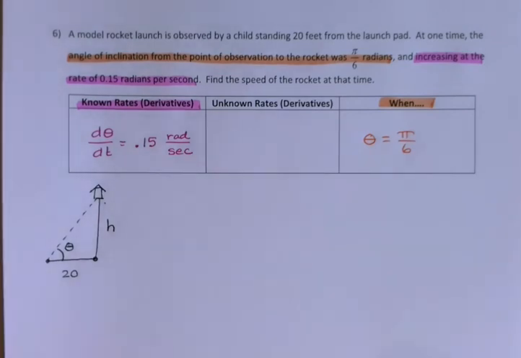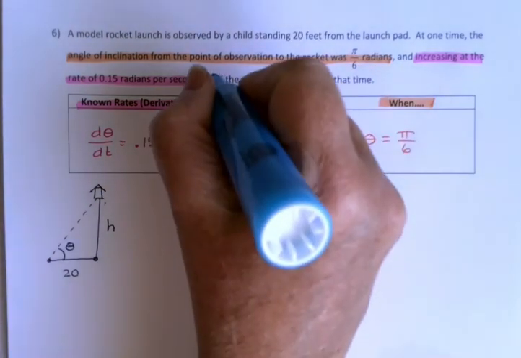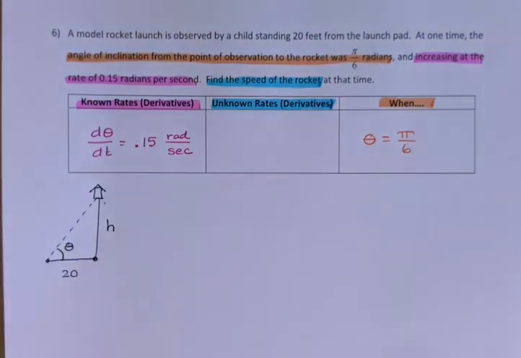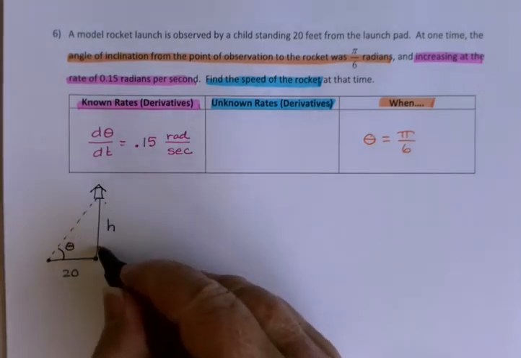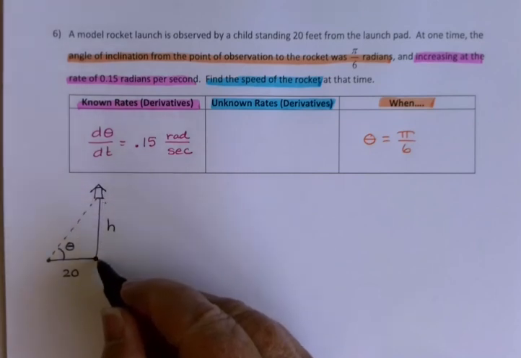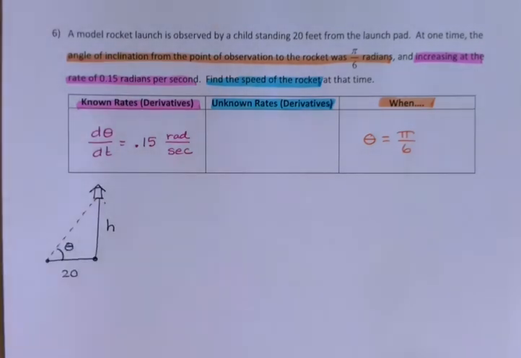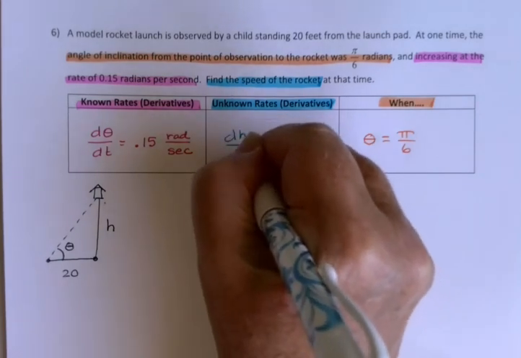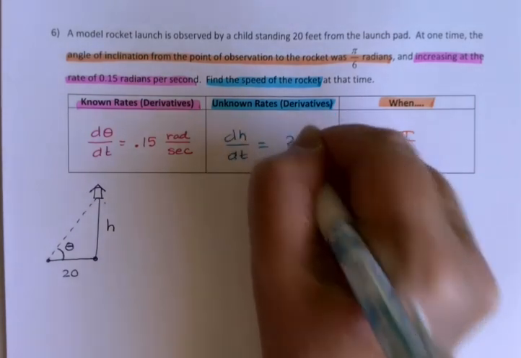And what I was supposed to find was the speed of the rocket. That's my unknown rate. The rocket's speed is the rate of change in its position, and the rocket's position is described by the variable h. So the unknown rate is going to be dh dt. How fast the rocket is moving is how fast the height is changing.